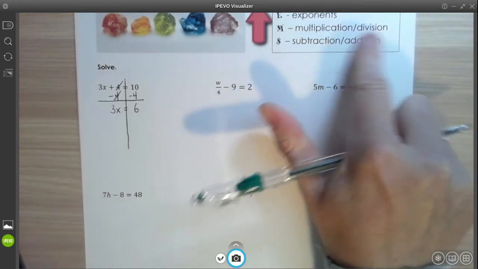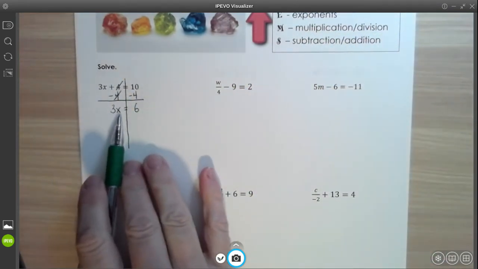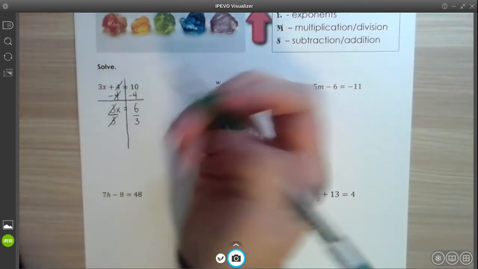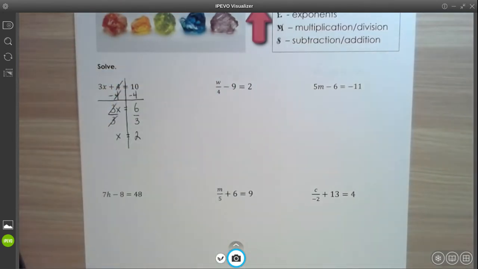Okay, and then I'm going to get rid of the multiplication or division. In this case, it's multiplying by 3. So to get rid of that, we're going to divide both sides by 3. So I'm going to have x equals, and then 6 divided by 3 is 2.